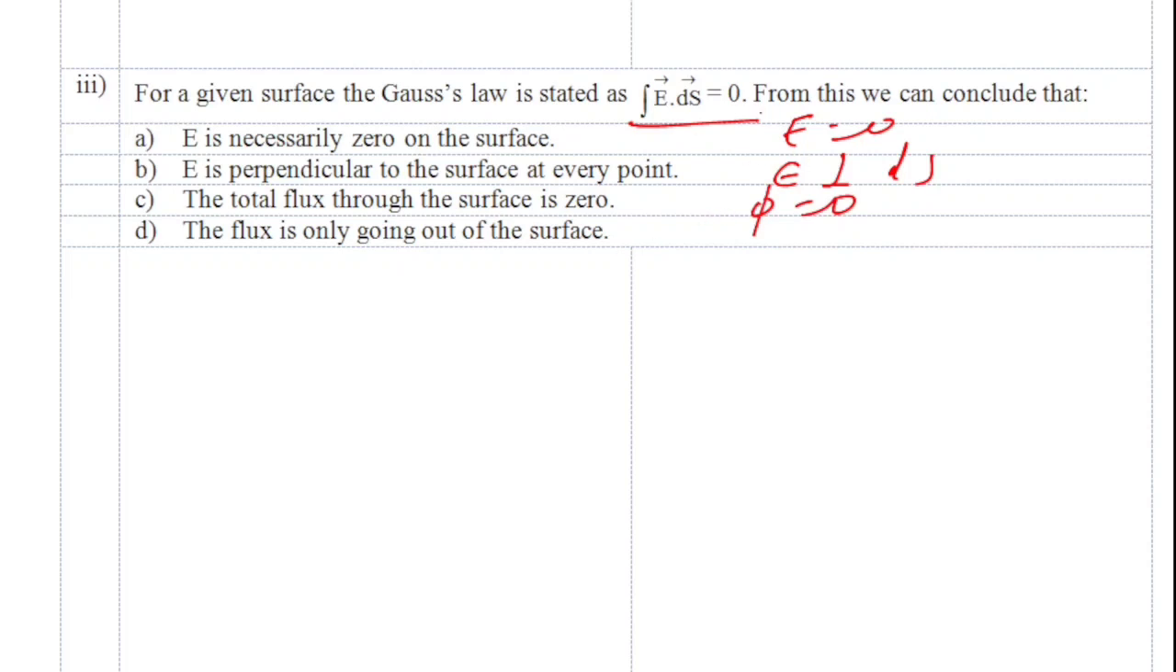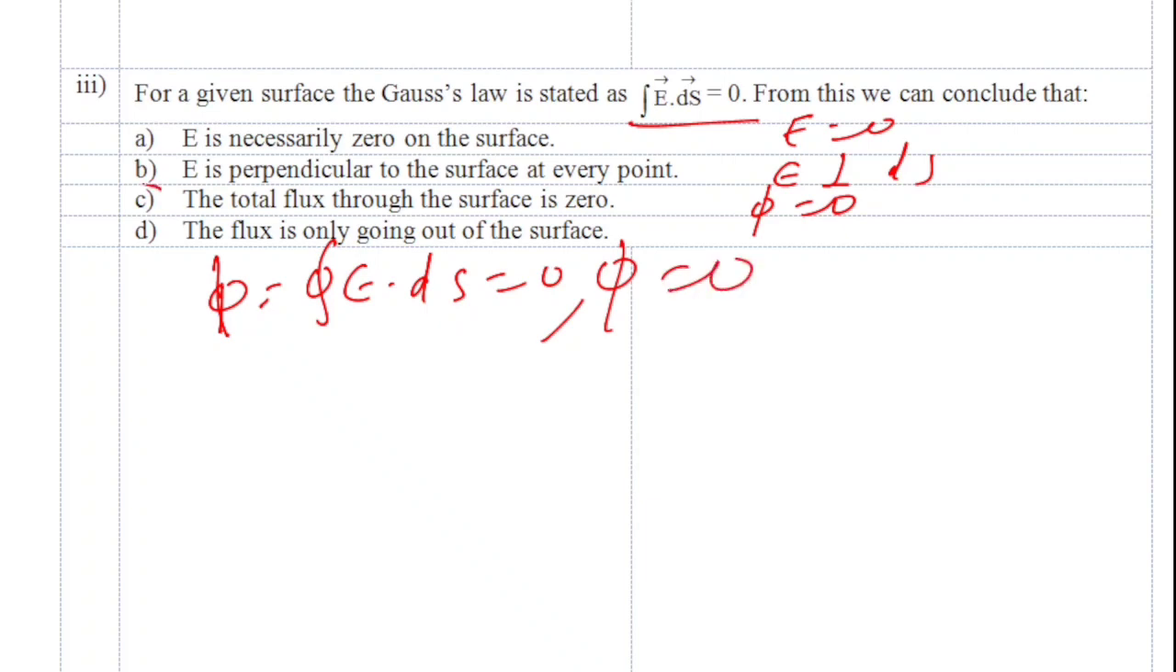If E dot ds is 0, it means, E dot ds is what? Flux. Flux is what? Surface integral of E dot ds. And if E dot ds is 0, it means charge is also 0. But no option is about charge. Here, option is about total flux. It means if E dot ds is 0, so phi is also 0. Which option is correct? Option number C is correct. Hope it is clear to all of you right now.